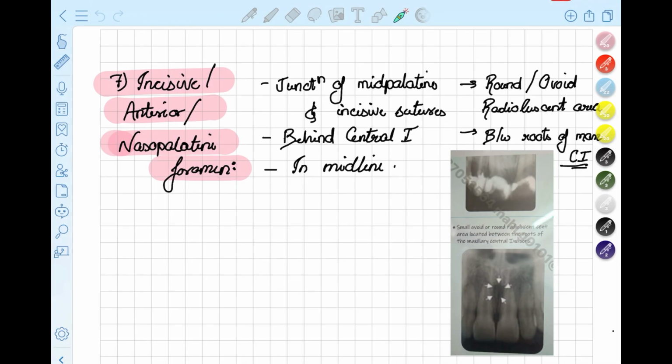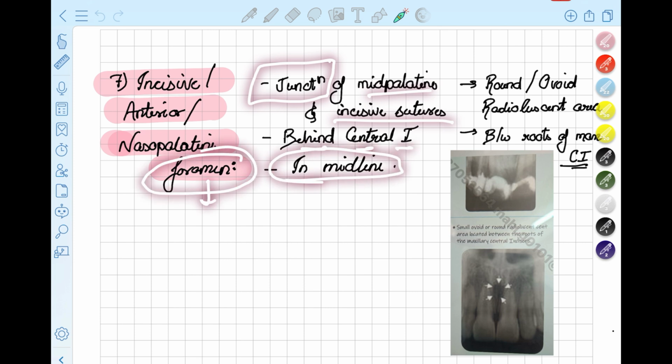The next structure we are going to see is the incisive or anterior or nasopalatine foramen. As the name suggests, it is located at the junction of the mid-palatine and incisive sutures, behind the central incisors in the midline. Foramen is nothing but a hole. A hole appears radiolucent on the radiograph as it is an air-filled or soft tissue-filled space.